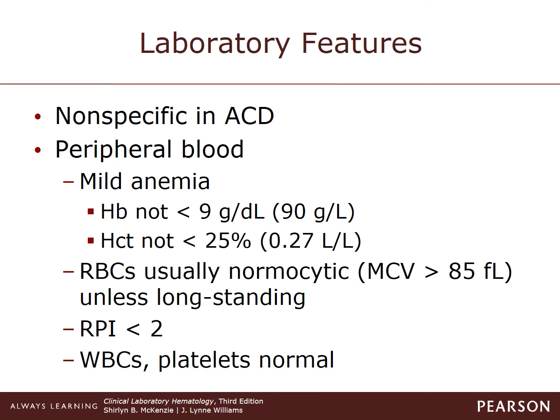the hematocrit and the hemoglobin decreased. The red cells in this case are usually normocytic because there is some iron that is available to be made, so the cells look normal, the ones that are made. The RPI is less than 2, and the white cells and platelets are normal.